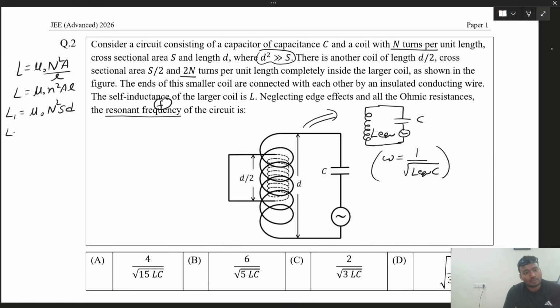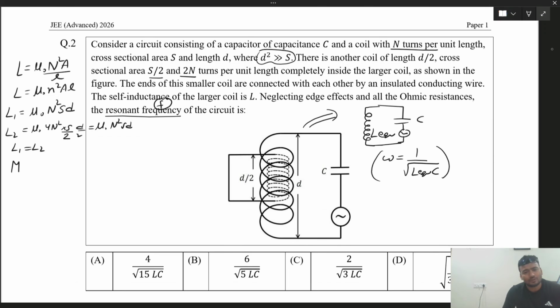Now if I talk about the inner one, so it is mu naught total number of turns, like it is 4n square S by 2 cross section area, and length is d by 2. So again you got the same thing, mu naught n square S d. So basically L1 is equal to L2. Now let's find out this mutual inductance.